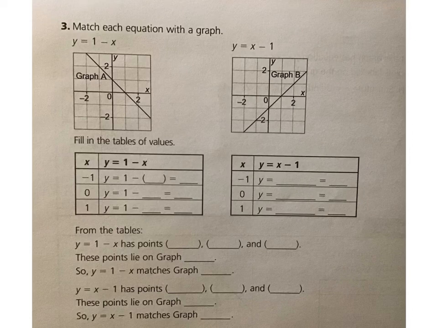So keep practicing table of values here. We're subbing in -1, 0, and +1. So remember, one take away -1, a double negative always makes a positive. So that's a +2. One take away nothing is 1, and one take away 1 is 0. So we're trying to figure out where is the match going to happen.